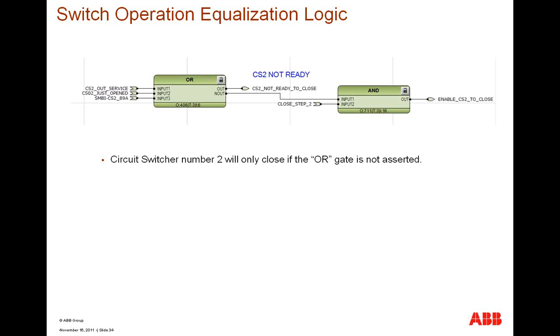89A contact. If the circuit switcher is not ready to close, this OR gate output can be driven to skip that particular circuit switcher and try to close step 3. If this OR gate is not satisfied, the input will be picked up, satisfying this AND gate and allowing circuit switcher 2 to close.